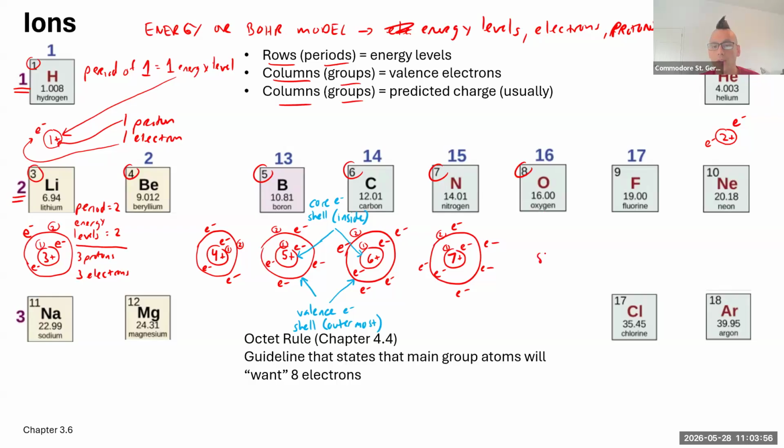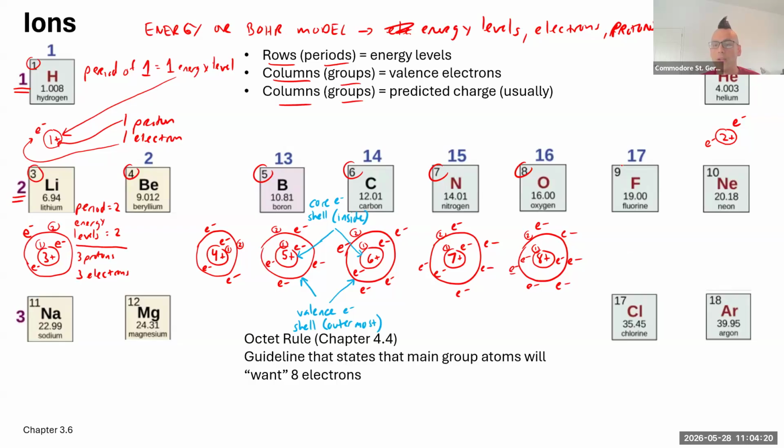Oxygen, 8. We're going to do 1 and 2. So we'll have an electron here. So we have used up 2, so we need 6 more. 1, 2, 3, 4, 5, 6.